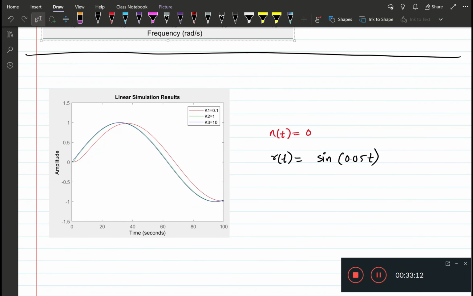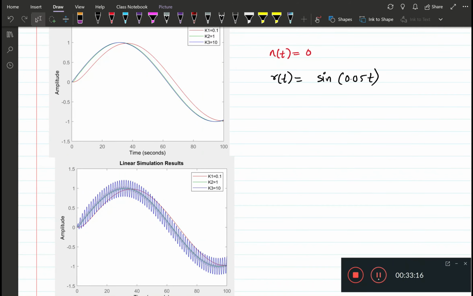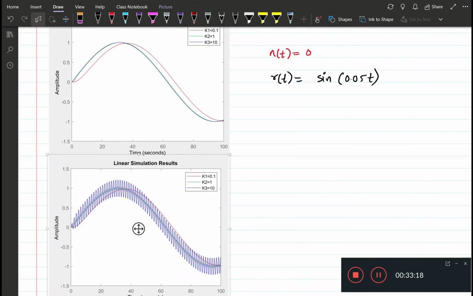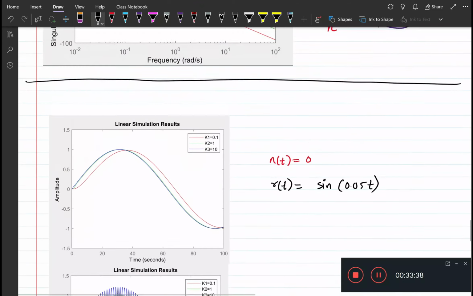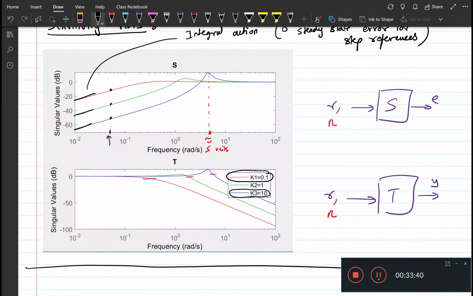So now let's inject noise. Here you see the simulation results for when noise is injected. Now we have 5% noise injected at the frequency of 4.3, which is around here, around the peak.